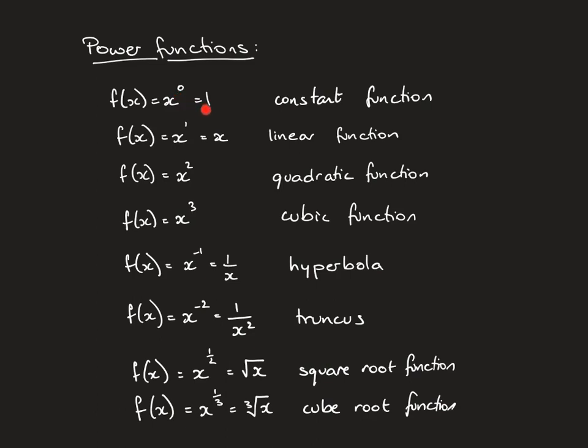So if n is 0, we get f of x is equal to 1, and we refer to that as the constant function. If n is equal to 1, you just get f of x is equal to x, which is what we refer to as a linear function as well. We've also got the quadratic function, the cubic function, the hyperbola, the truncus. We can have fractions, some of which we've looked at already, so the square root function and the cube root function.